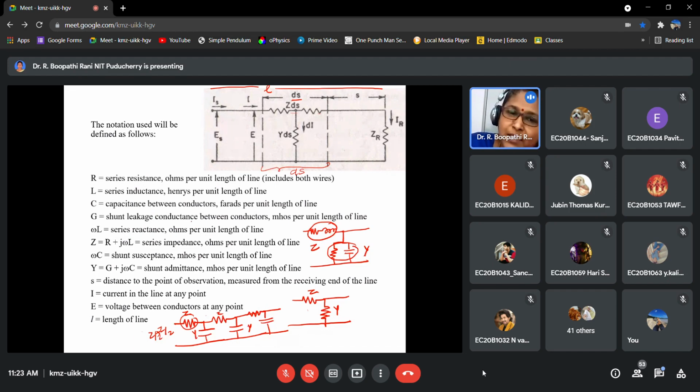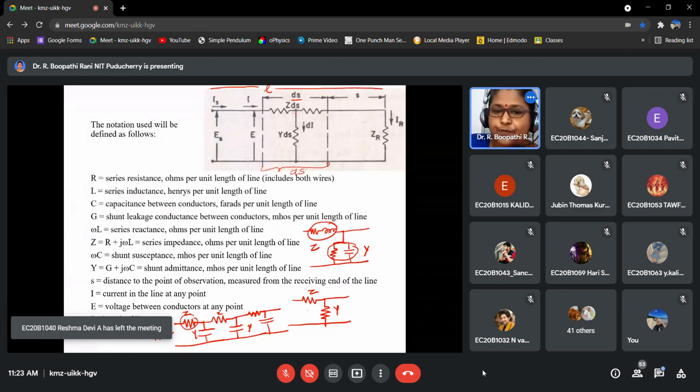And what are Is and Es? Is is the source current, Es is the source voltage. And similarly, for the load side, Ir is the load current and Zr is the load impedance. Okay, so this is how we are describing this circuit. In this, any doubt you have?